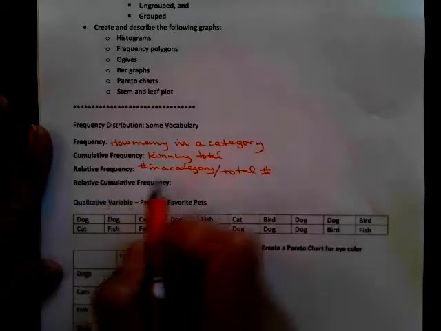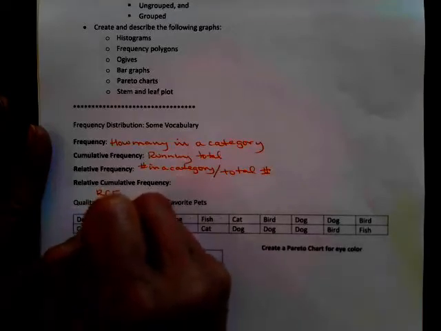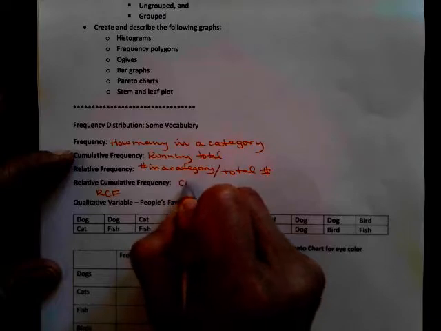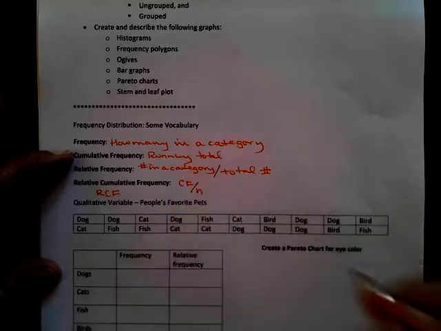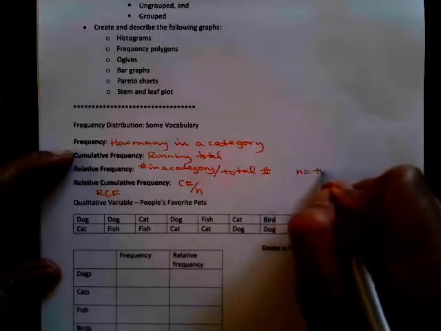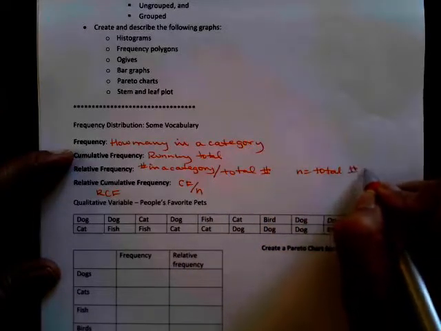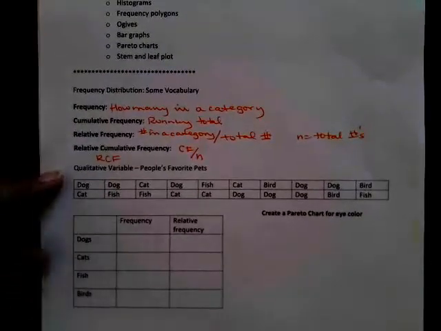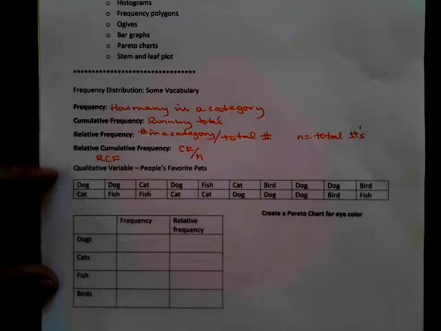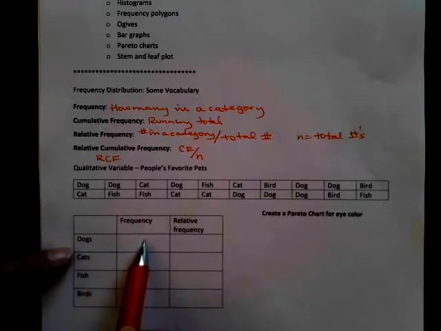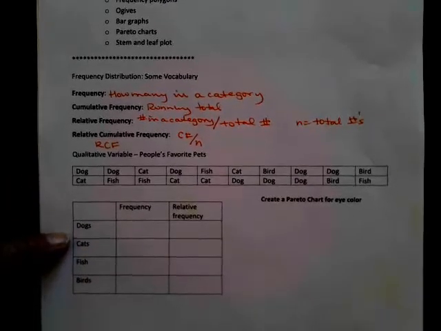And then relative cumulative frequency, RCF, is the cumulative frequency divided by the total number. So N stands for total number of instances. Okay. So here we go. We're going to do one on this qualitative variable that is people's favorite pets. So we're just going to count up how many people prefer dogs, and that will be the frequency for the dogs. So here we go.